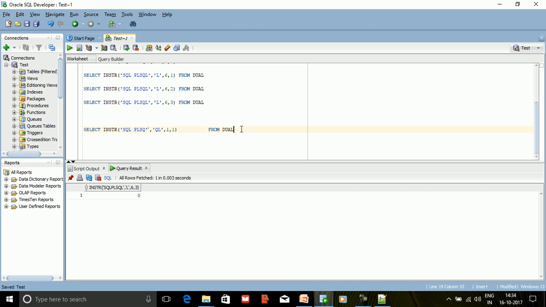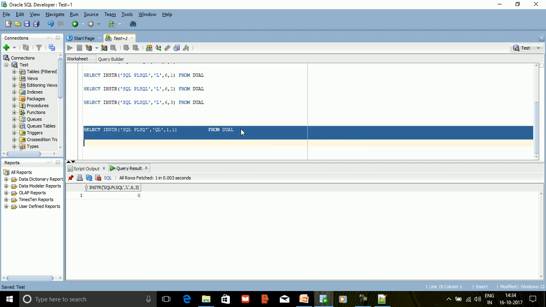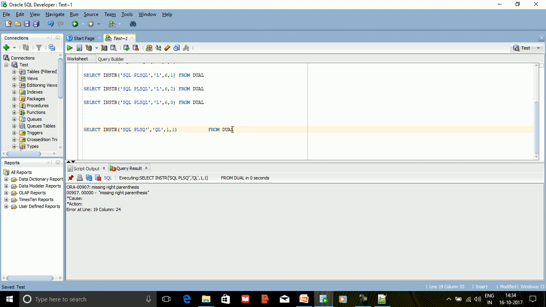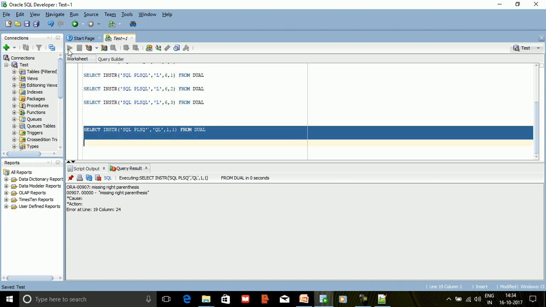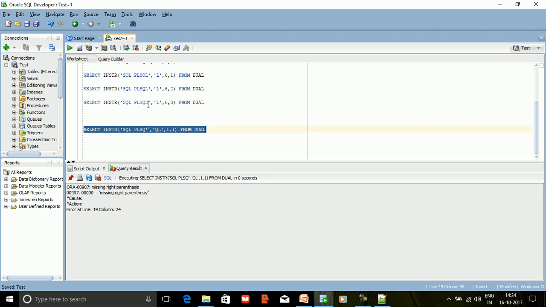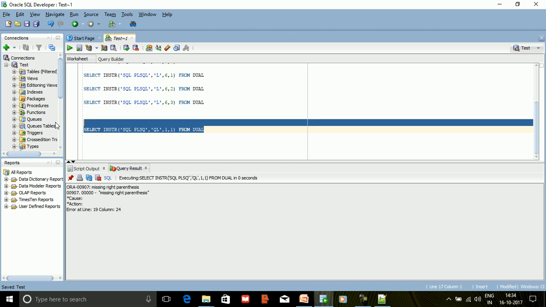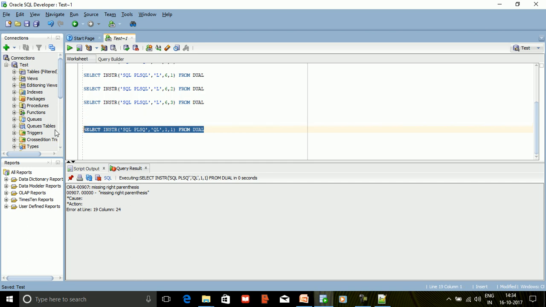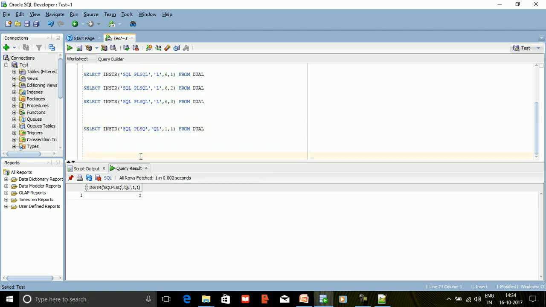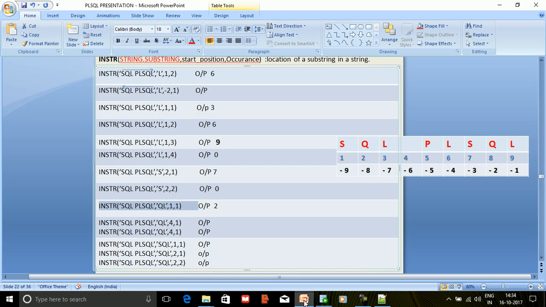So it should return what? 2. So what it is saying, missing right parenthesis. Okay, here an extra one is there. See, while you're copying from another document to this document, the single quote becomes some other character. So here it returns 2. Your answer is correct.